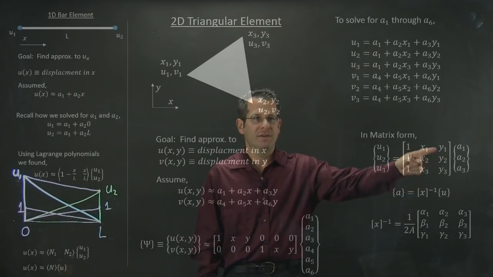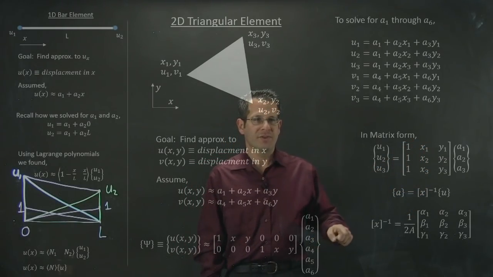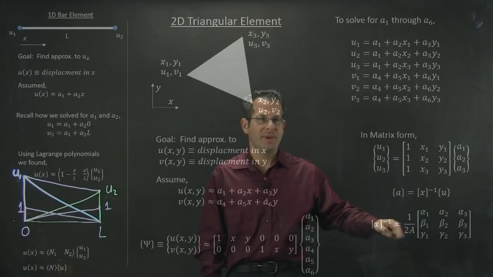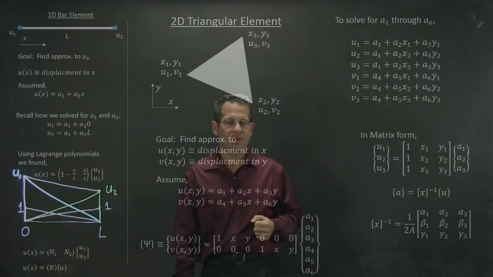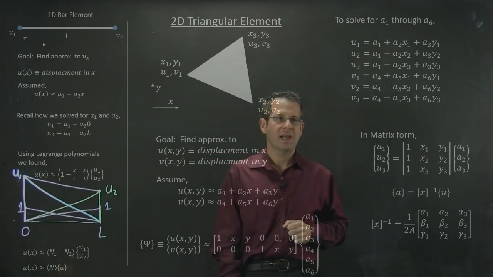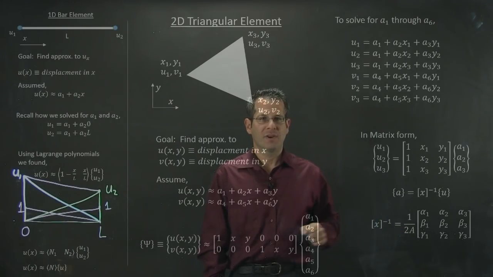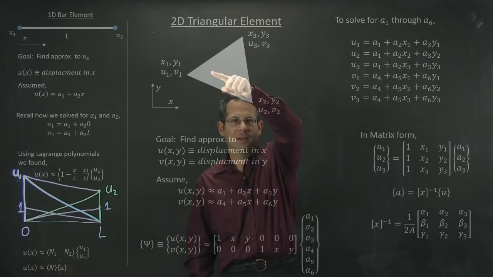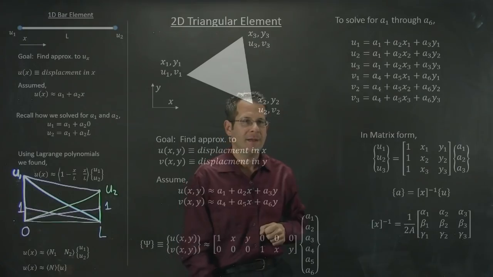The inverse of this matrix can be written this way, where I will explain what these alpha, betas, and gammas look like and what those are on a few slides from now. This A represents the area of my triangle. Okay?